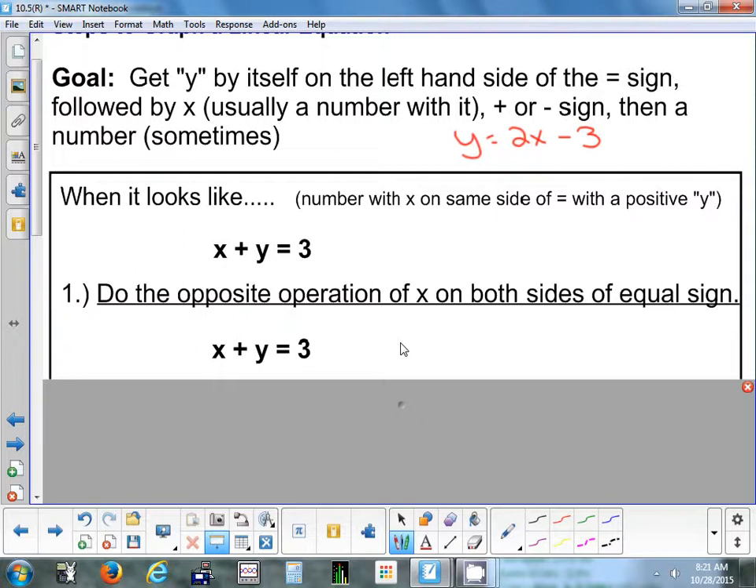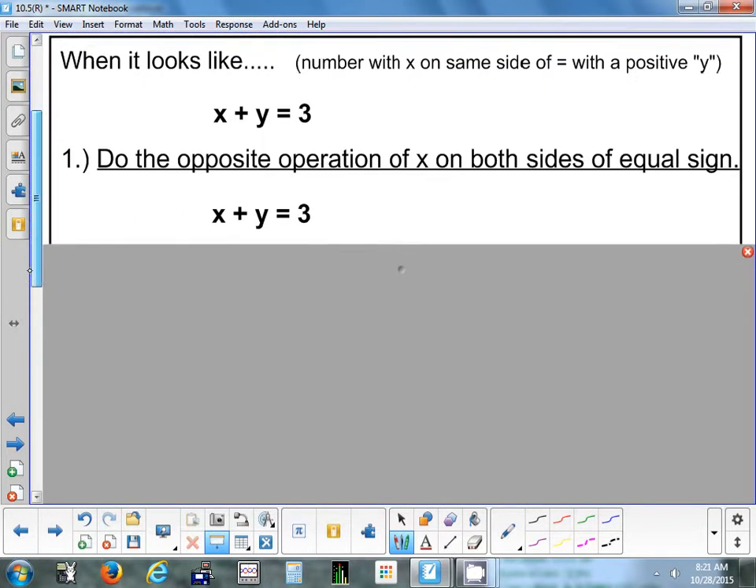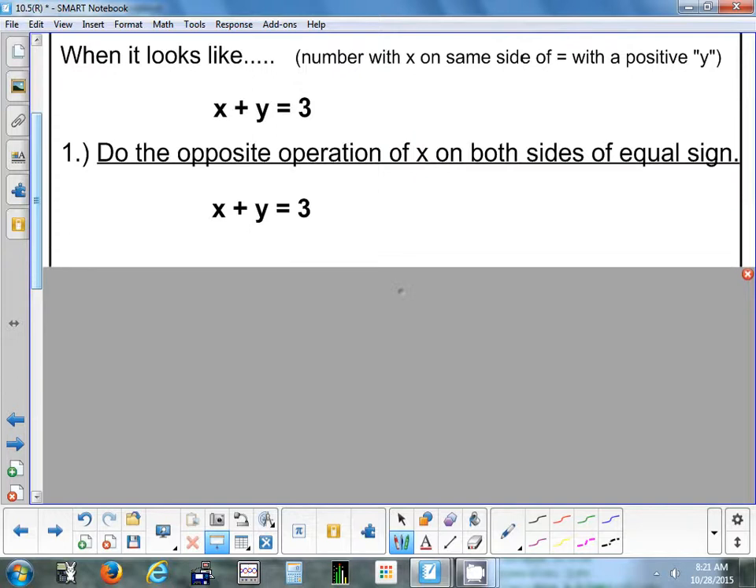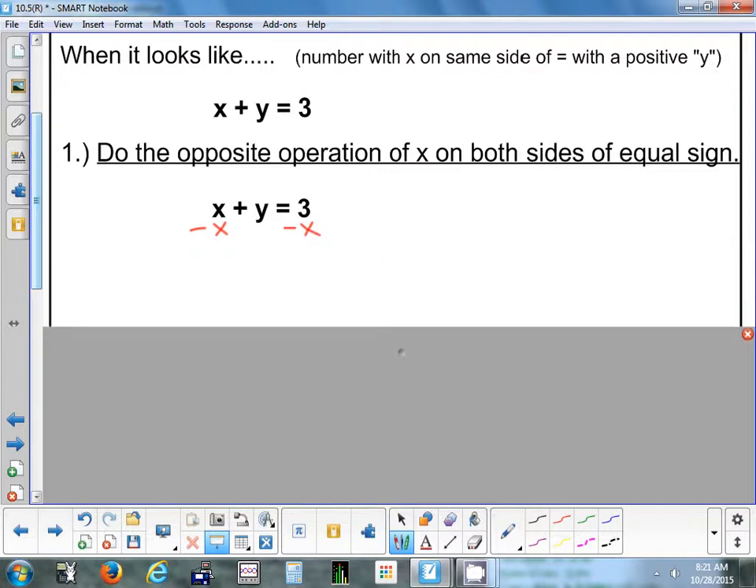Exactly. It's addition, and subtraction is the opposite. So I'm going to minus x. Where else do I have to minus x from? Everybody tell me? 3. Minus x from the 3. Now, this is fine. What's going to happen to that positive x and that negative x? Victor? Cancel out.